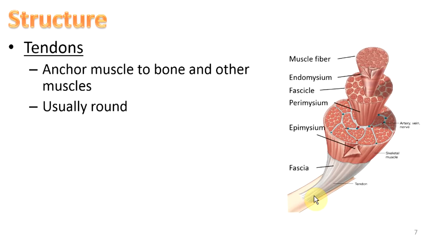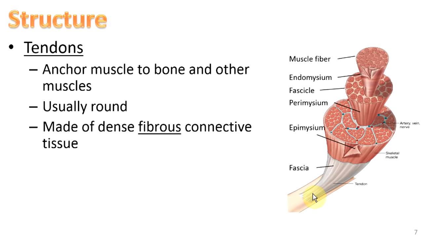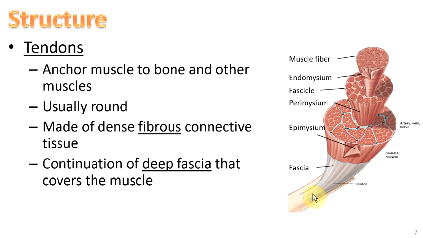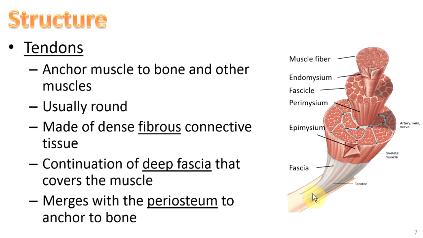You can see in the picture here, the example I usually use is the bicep. As the muscle ends, the deep fascia continues on and is what becomes the tendon, and so they're generally going to be round. They're made of dense fibrous connective tissue, as you remember from previous chapters, which is primarily made of collagen fibers. As I said, it's a continuation of the deep fascia. You remember that the covering around the bone is called the periosteum, and these fibers actually merge with the periosteum, and some of them will even penetrate into the bone, and we call those Sharpey's fibers.